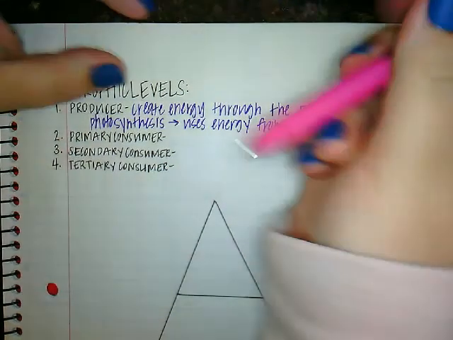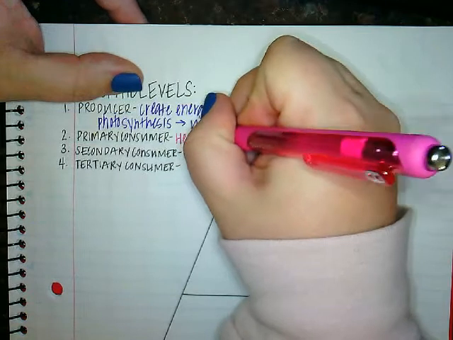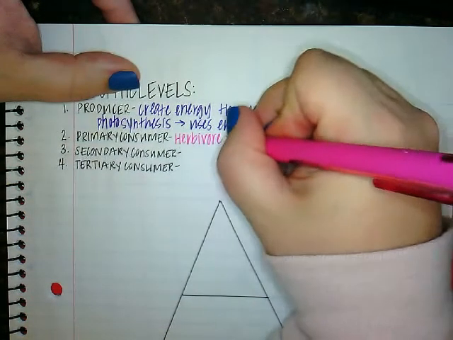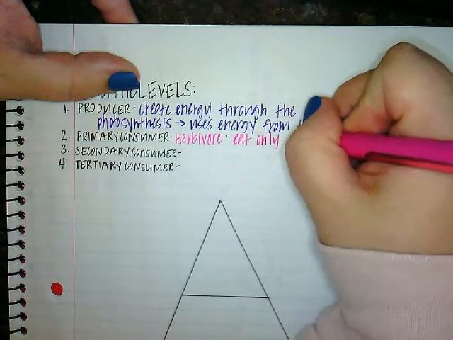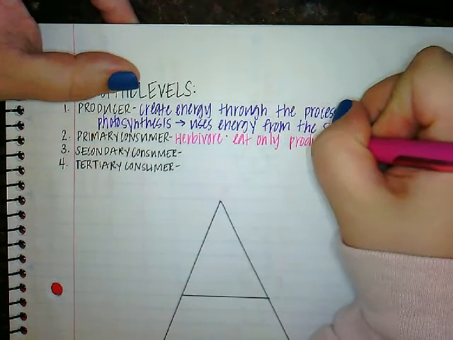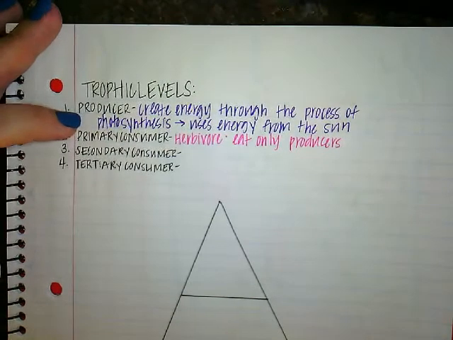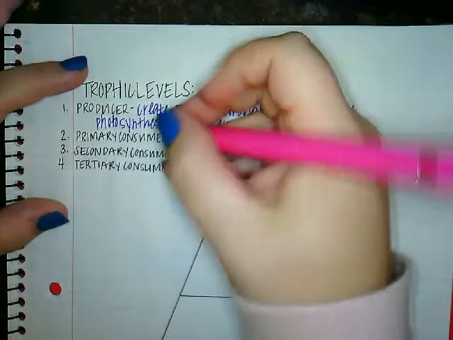A primary consumer is going to be an herbivore. Okay, and they eat only producers. They are only eating those organisms that use the process of photosynthesis.